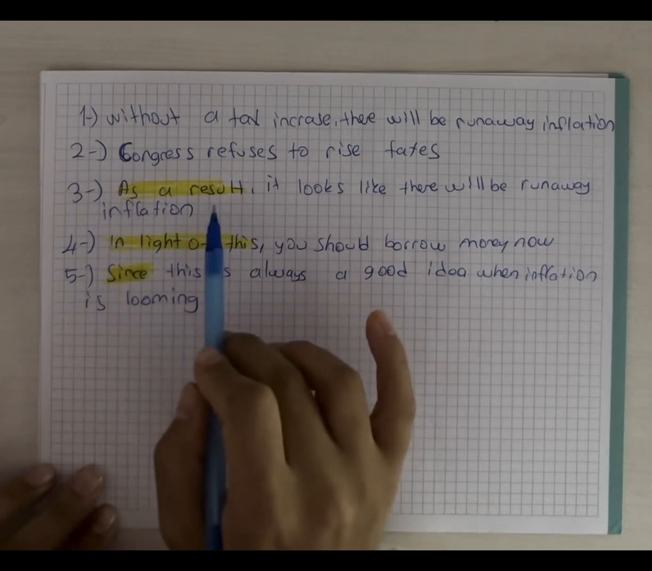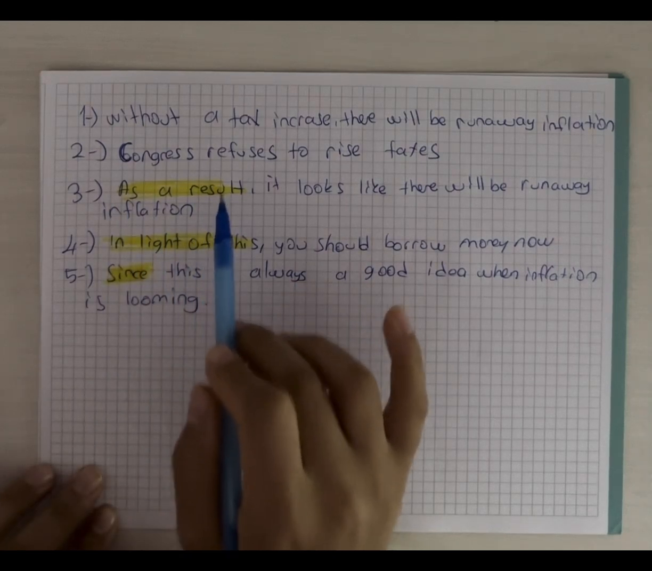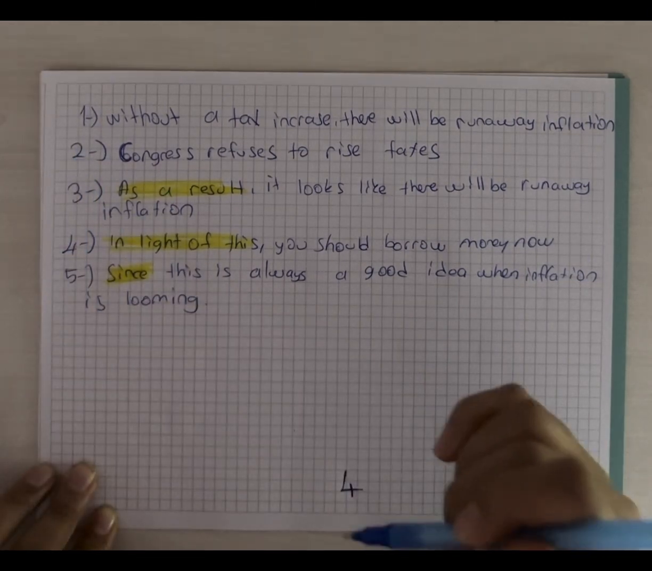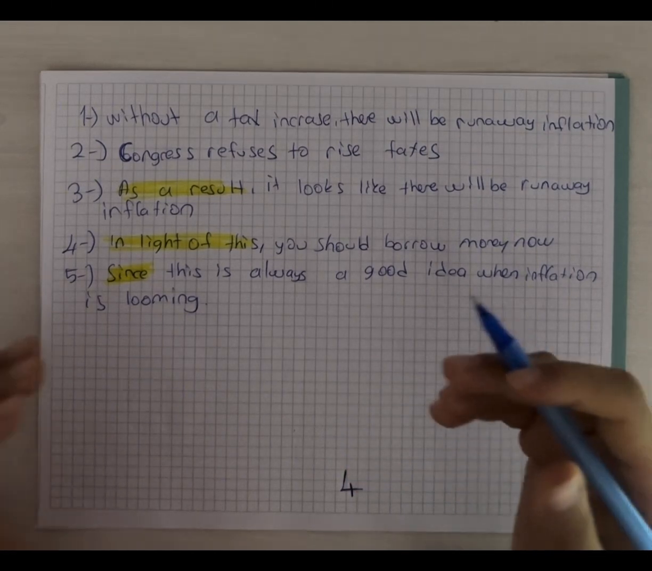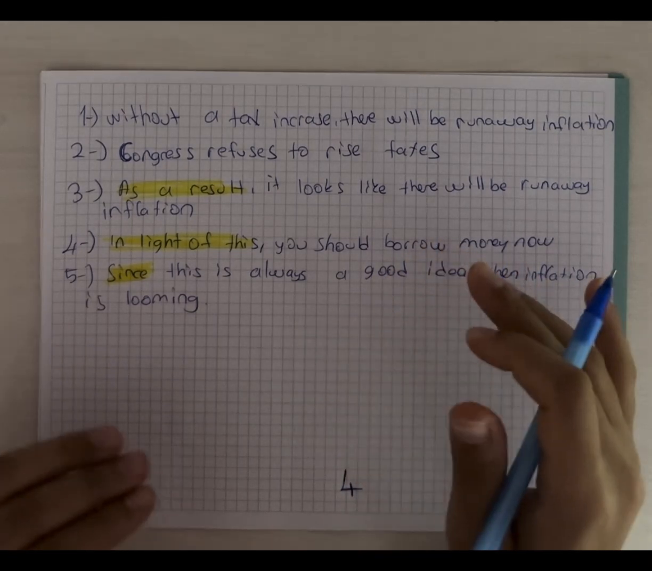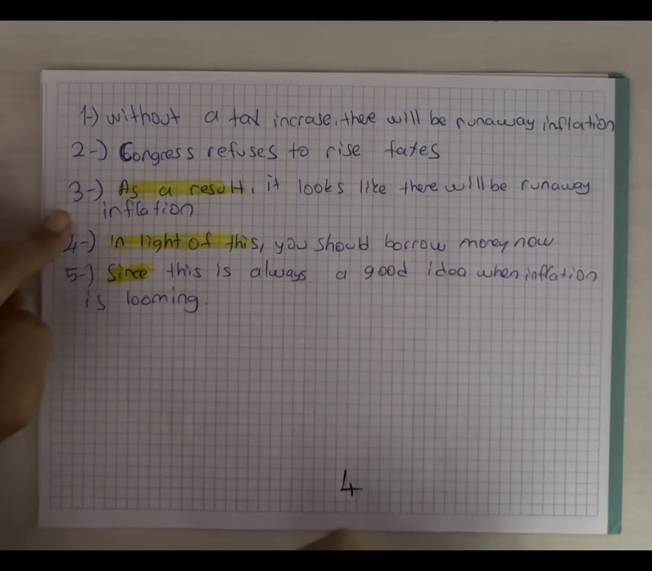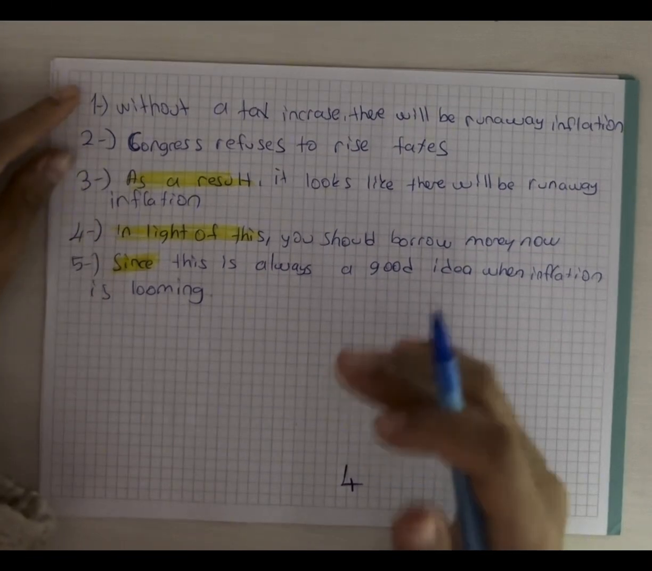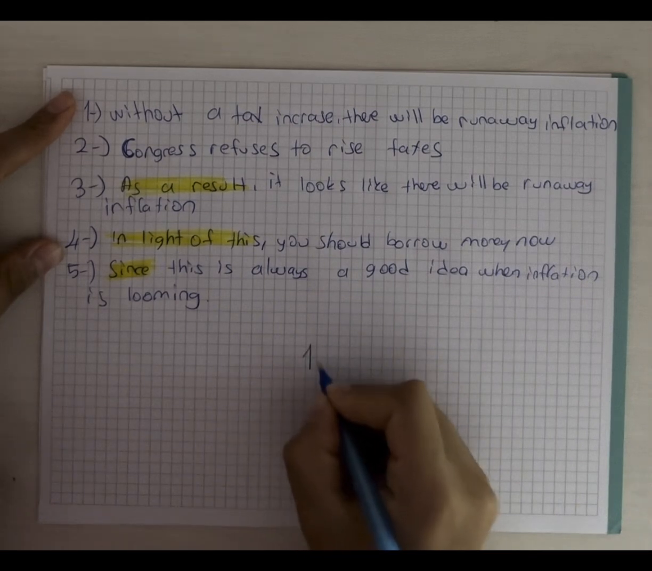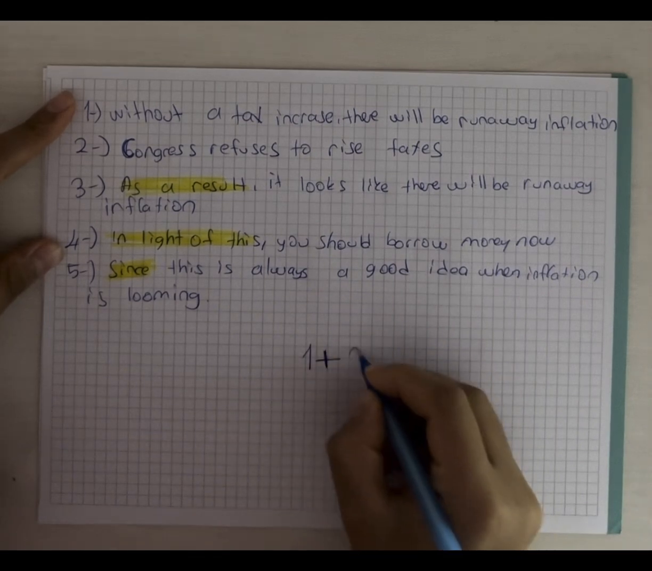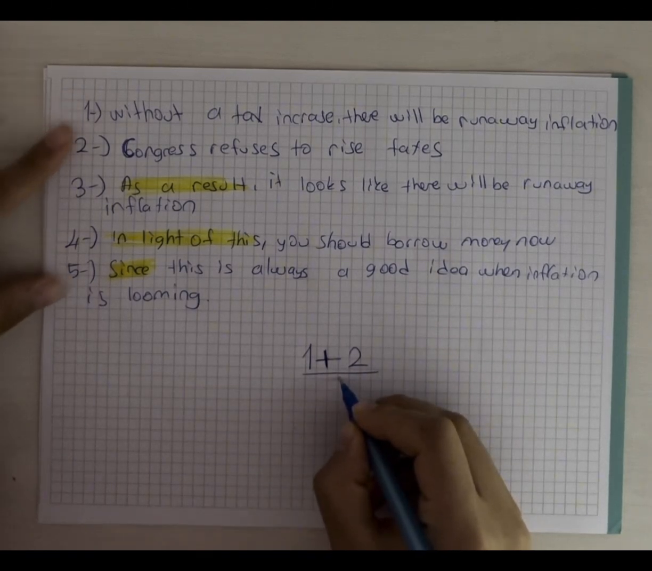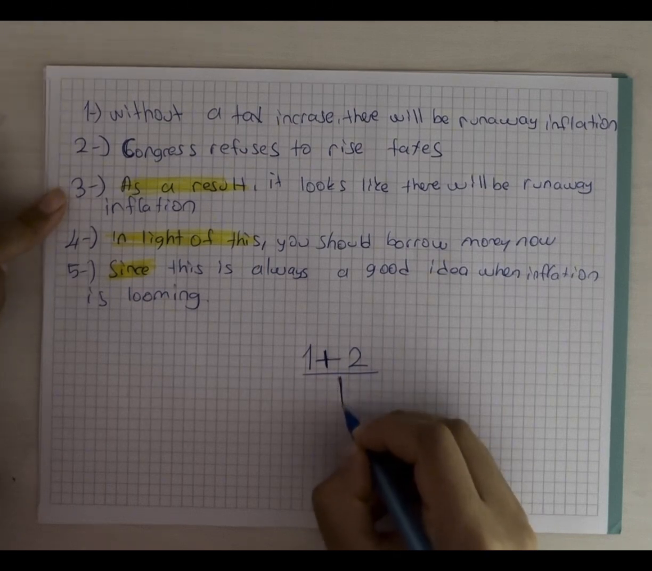"As a result" is a clue. The first and second statements, the premises, work cooperatively and work together and support the third one. So these statements, these premises, are linked. And these support the third one.